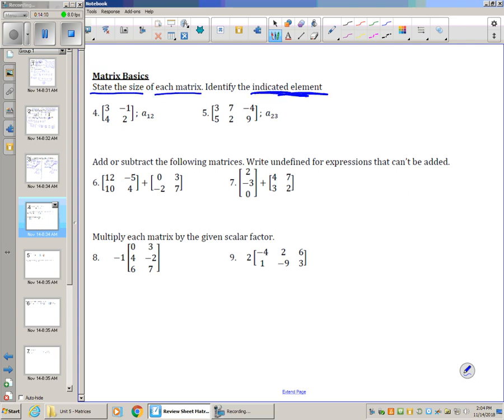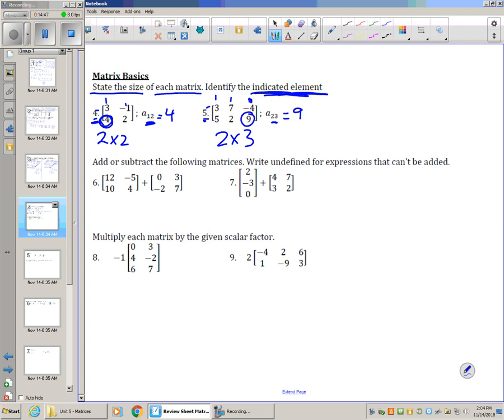Now, state the size of each matrix. Identify the indicated element. So the size of this matrix is a 2x2, 2 rows by 2 columns. Now, remember what this notation means. This says A12. This means the element in row 2, which is this row, with column 1. That's this number here, which is equal to 4. It's just the indicated element in the matrix. This is a 2 by 3 matrix, 2 rows by 3 columns. A23, that's row 2 with column 3. That's equal to 9.